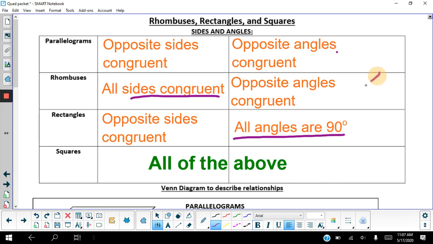Rectangles. Opposite sides are congruent, just like parallelograms, but something that's true is all angles are 90 degrees. Okay, so we have a rhombus where all of the sides are equal. We have a rectangle where opposite sides are equal, but all the angles are 90.